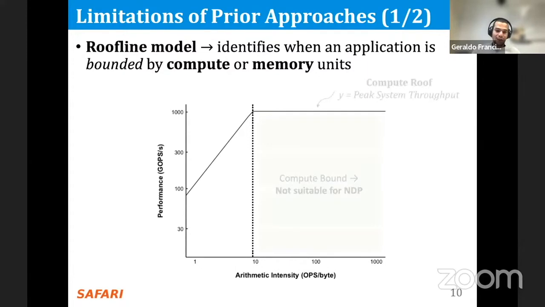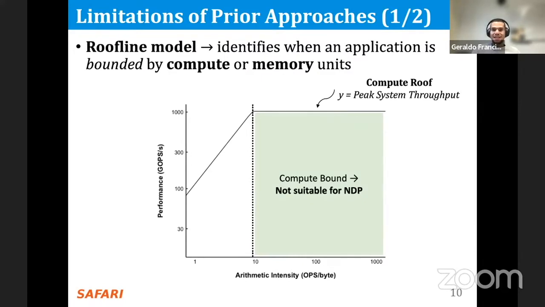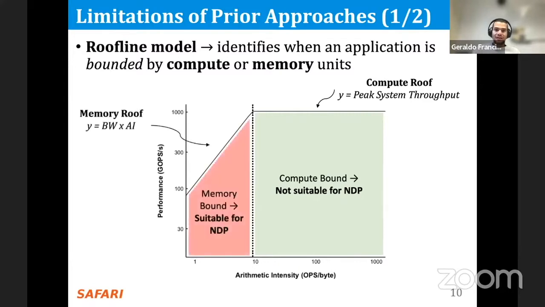And then it has two main lines. They characterize the application and the system. The first line, which is called the compute roof, is defined as the peak system throughput. Applications that lie below this line are called compute bound applications, and often prior works have said that compute bound applications are not suitable for any near-data processing acceleration. The other line is called the memory roof and is defined as the maximum sustainable bandwidth times the arithmetic intensity of our application.